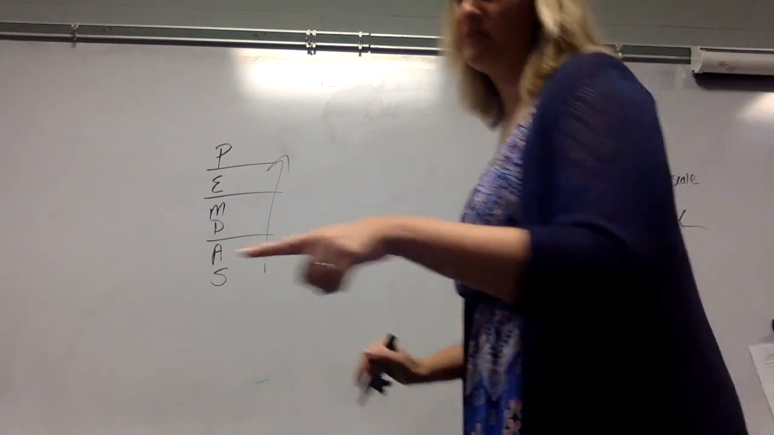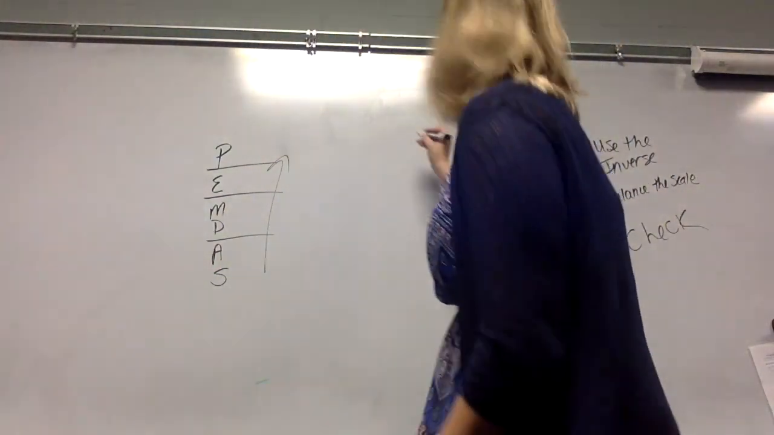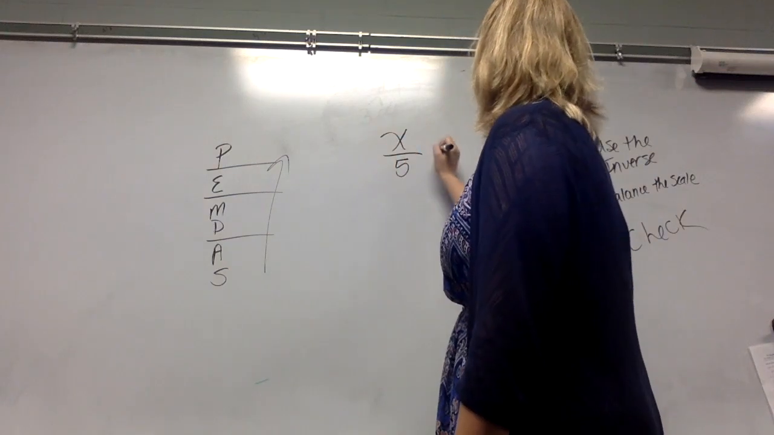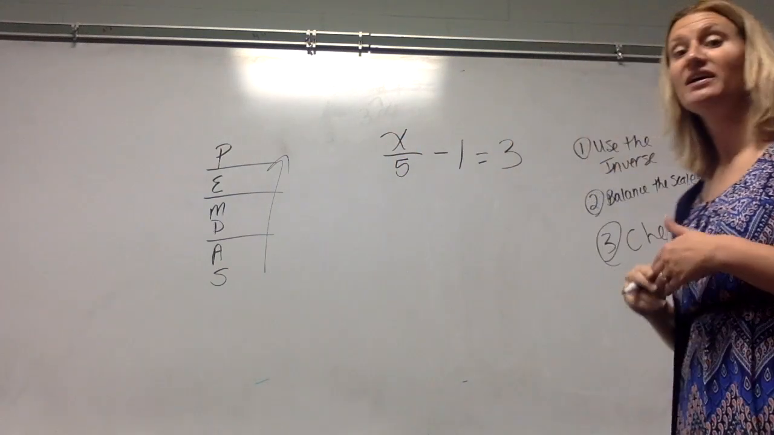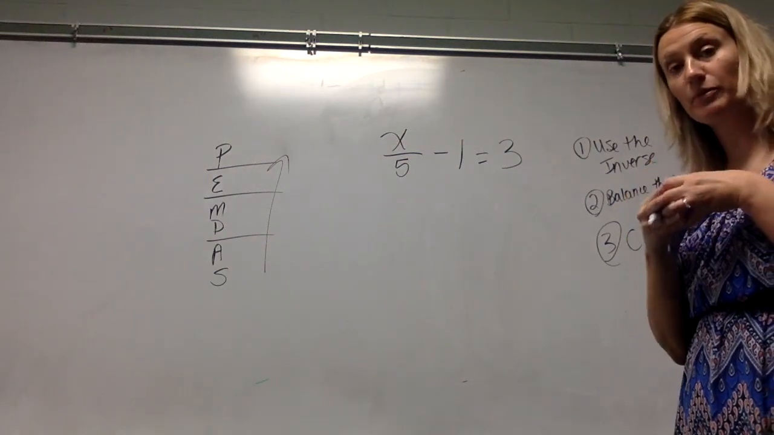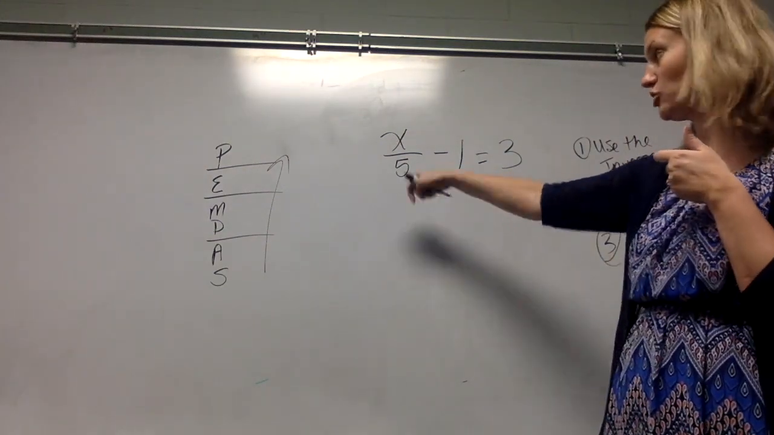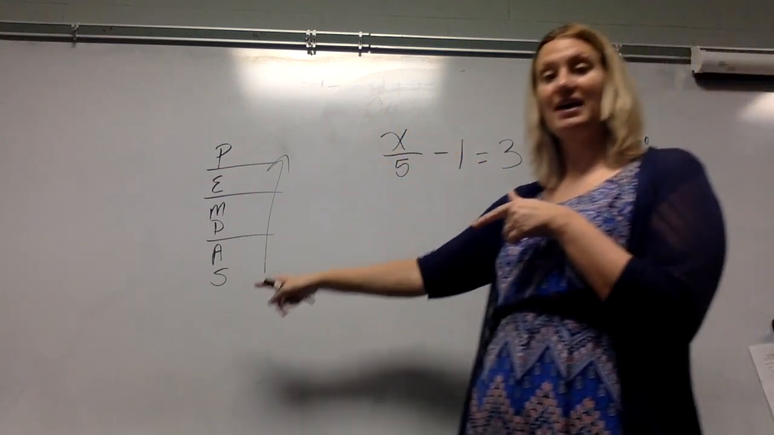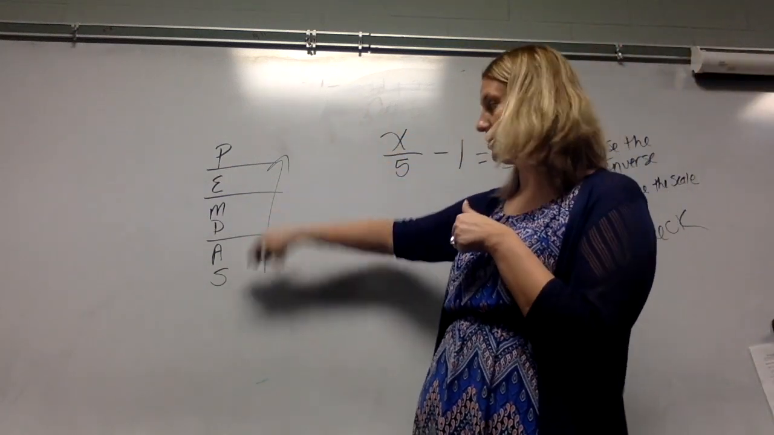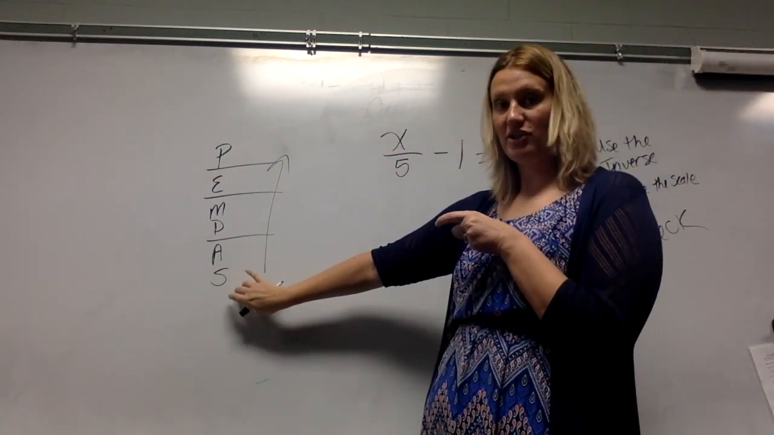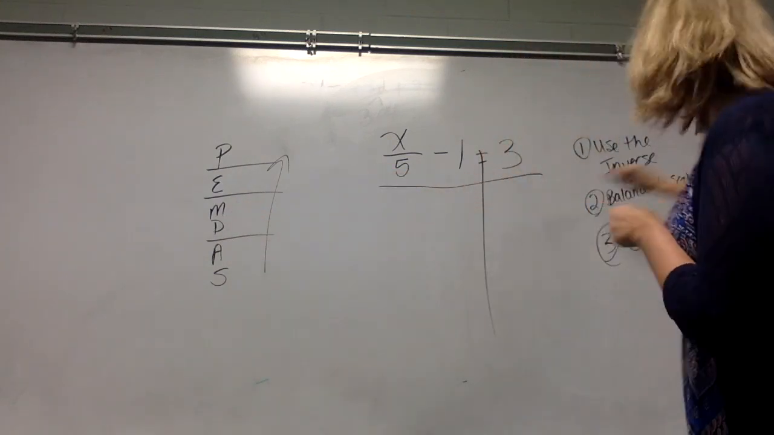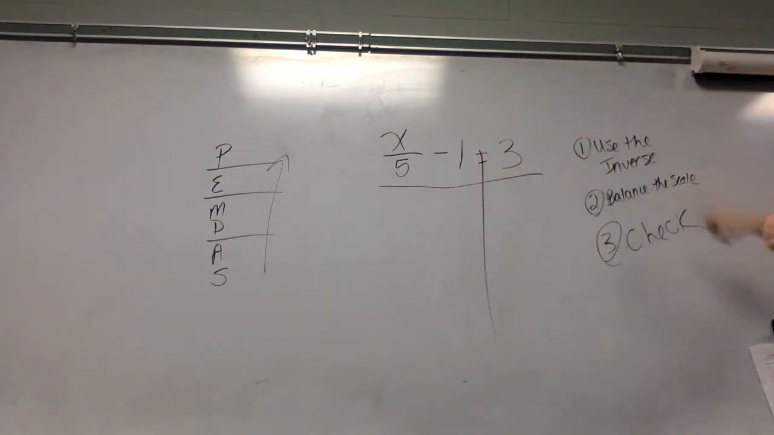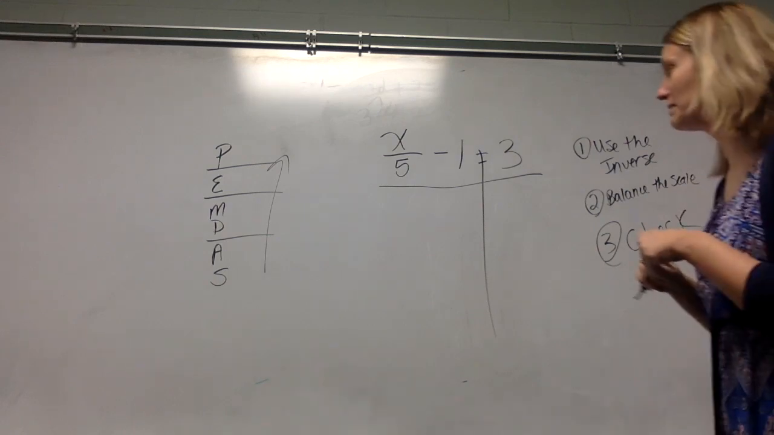This one's going to have some division and subtraction in it. x divided by 5 minus 1 equals 3. Again, this is a two-step because I have two operations. This time my operations are subtraction and division. Again, I think order of operations in reverse. So I have to undo the subtraction first, the division second. I'm still going to use the inverse and balance the scale, and at the very, very end, check my answer.